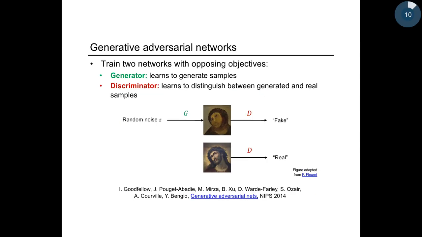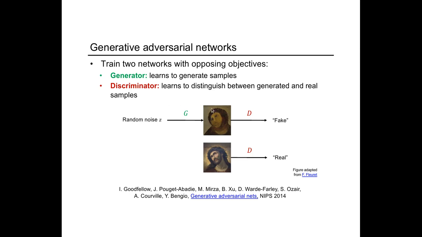So let's see how generative adversarial networks can be created based on these concepts. We can train two networks with opposing objectives. The first network is called a generator, which learns to generate samples, where at the input we have random noise or a random seed, and the generator is used to produce a synthetic image. Then we have a discriminator, another network, which learns to distinguish between the generated and real samples, or a fake sample and a real sample.